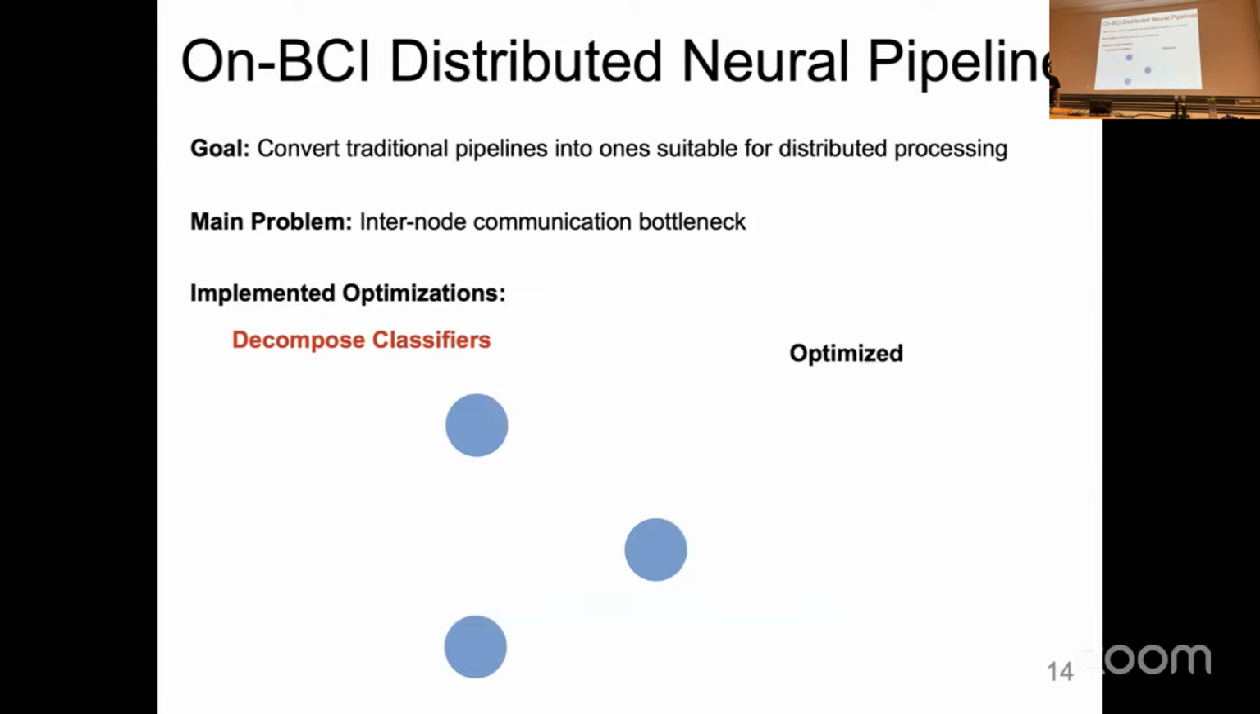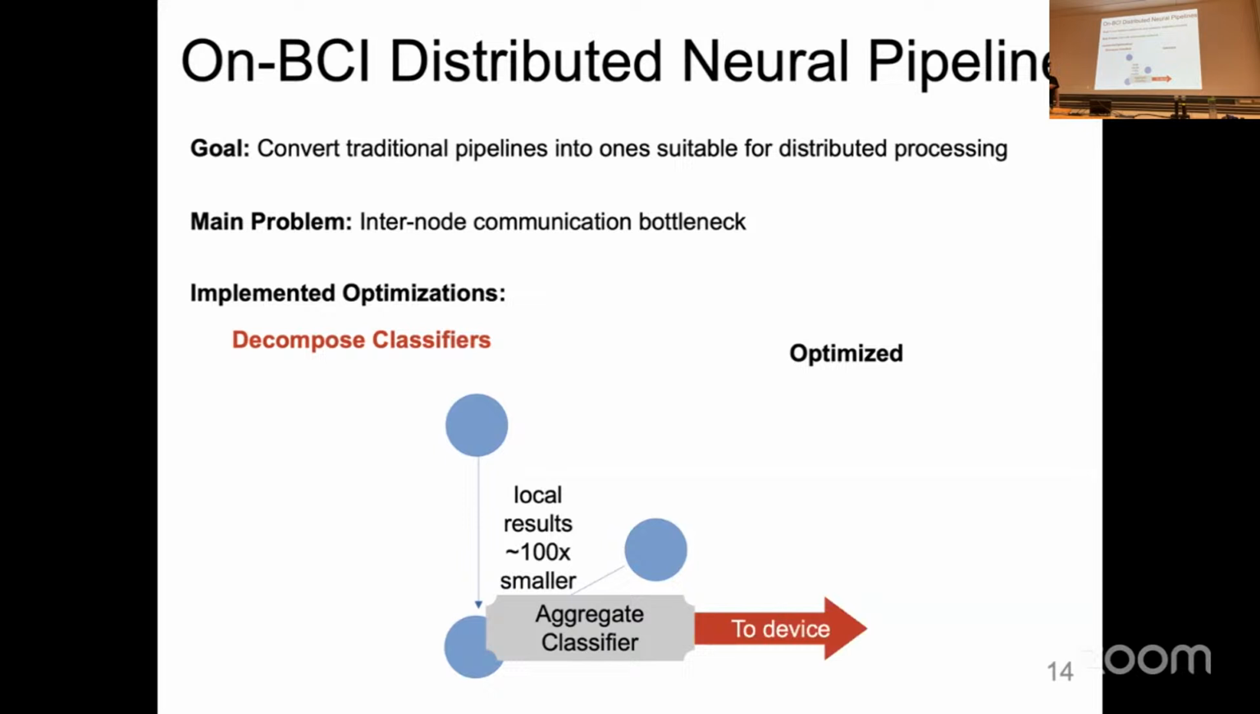And the optimization they provide is, instead of this, each node computes a local classifier on its collected data. Then this is aggregated on a single node. And these local results that are now sent over the network, instead of the initial data, so the full raw inputs to the classifier, are then about 100 times smaller. So that's where we reduce the network load. And then on this one node, it computes an aggregate classifier, which is then again the same final output, which is communicated to the device.